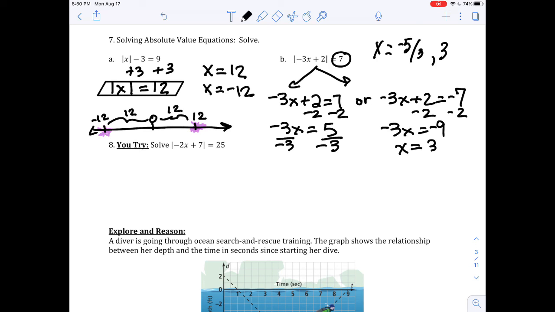All right, last example to solve. Why don't you go ahead and try that on your own? Pause the video, and then you can come back and check your solution.